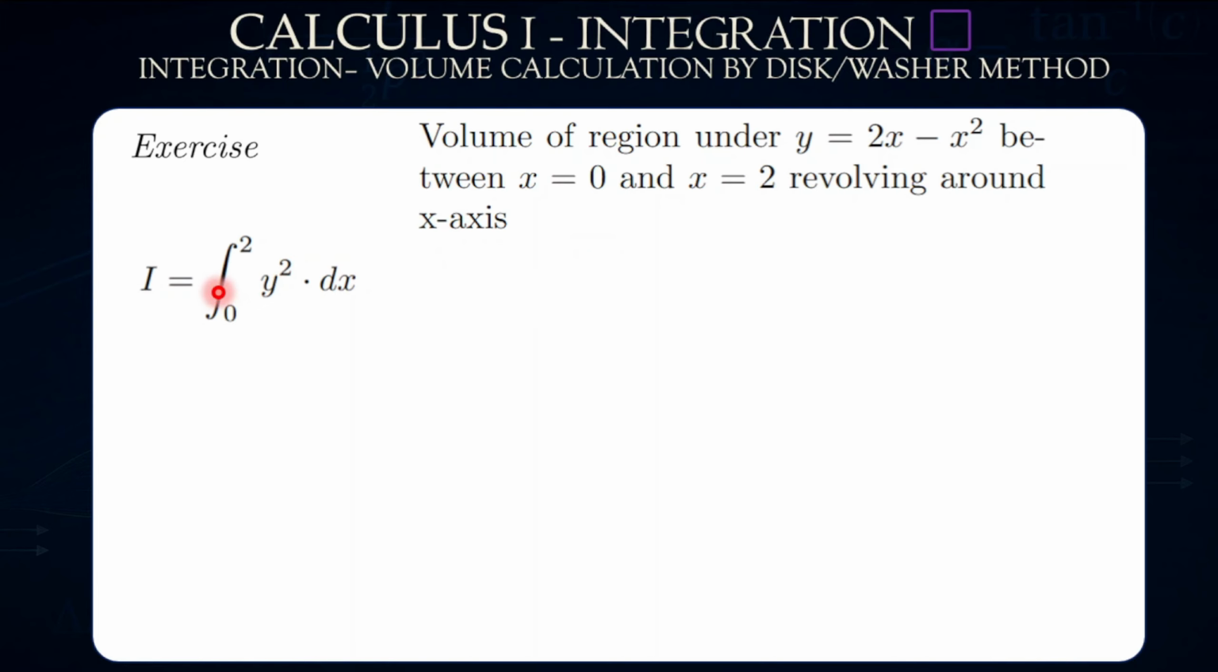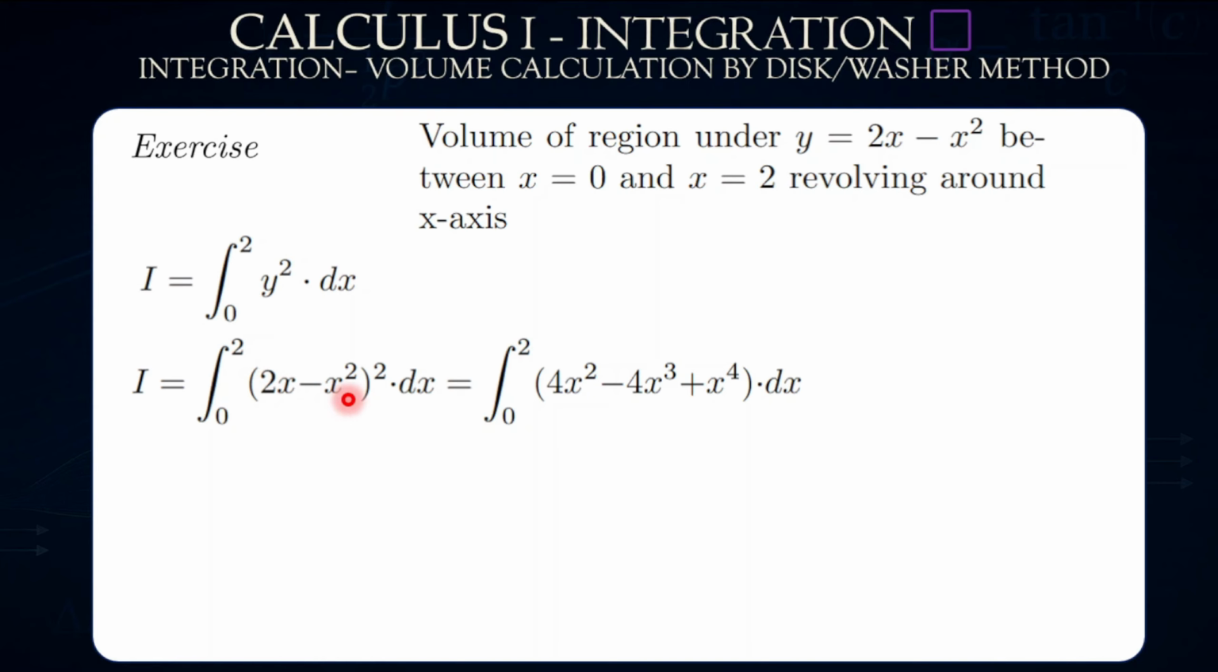You have I equal to the integral between 0 and 2 of y squared dx. Here it's not the volume yet. We're going to multiply by pi at the end. Here we are evaluating the integral of y squared dx first, and then we will multiply by pi once we are done with this calculation. So the integral between 0 and 2 of y squared dx equals the integral between 0 and 2 of (2x minus x squared) squared dx, which, let's expand it, is the integral from 0 to 2 of 4x squared minus 4x to the power of 3 plus x to the power of 4 dx.